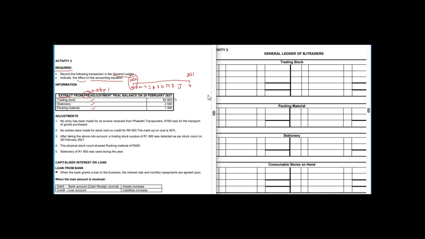Meaning, let's first record our opening balances. For trading stock, we have 63,800. And then we are going to write March 2020 on the first. We had a balance brought down of 63,800 for trading stock. And then we also have stationery of 2,500.